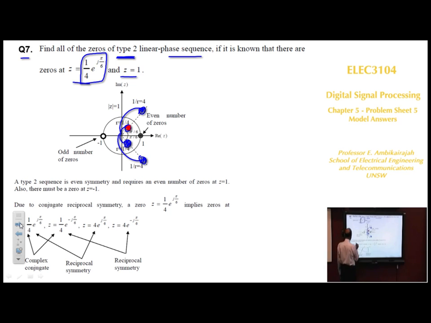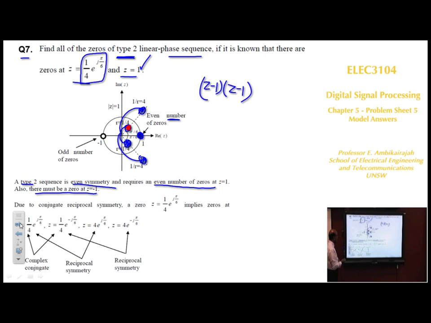The next part, if you look at the type 2 sequence, it must have even symmetry, which requires an even number of zeros at z equal to 1. So you must put another one here, because there's already one zero there. So you've got z minus 1 there, you must introduce another z minus 1 because it says even number of zeros. And then it says there must be an odd number of zeros at z equal to minus 1. It doesn't say there must be a zero there. Odd number of zeros. That means at least 1 we should have here. So we must introduce z plus 1 as well.